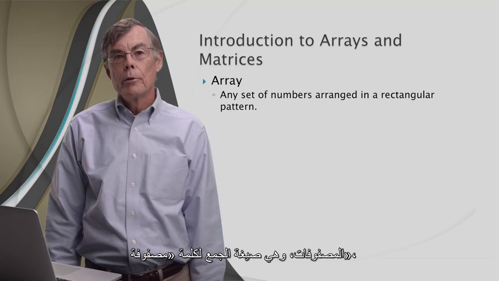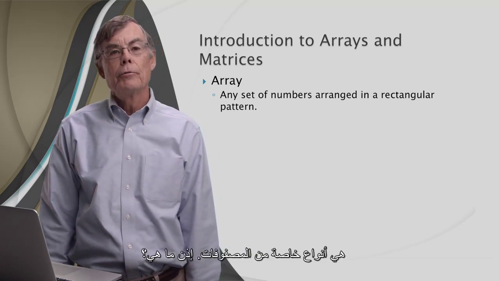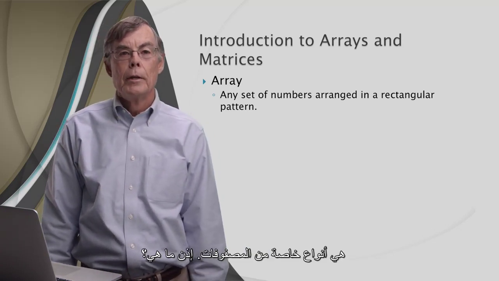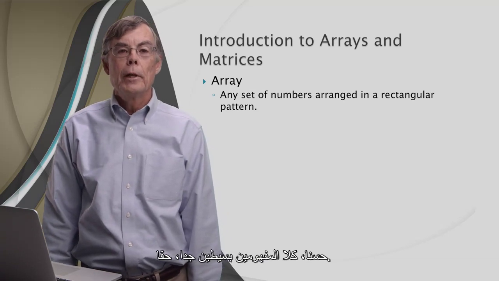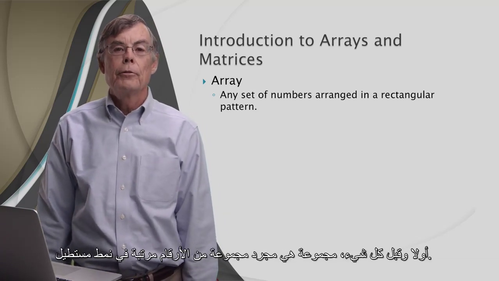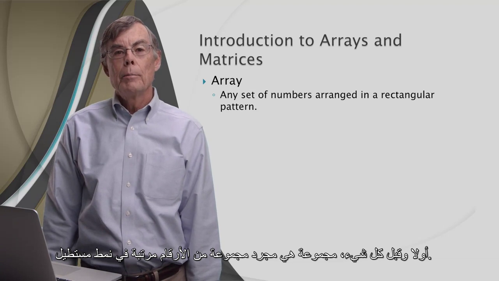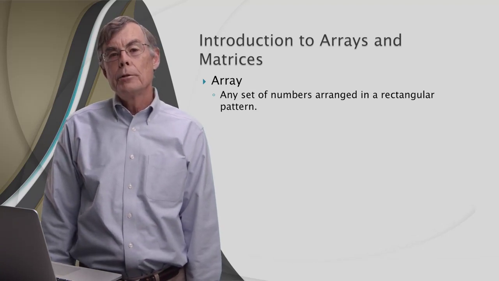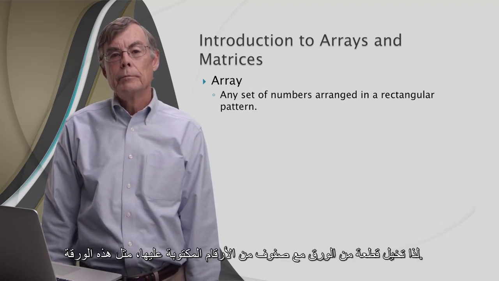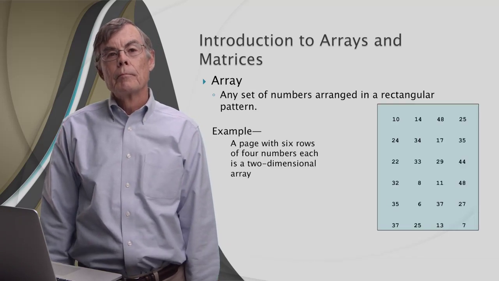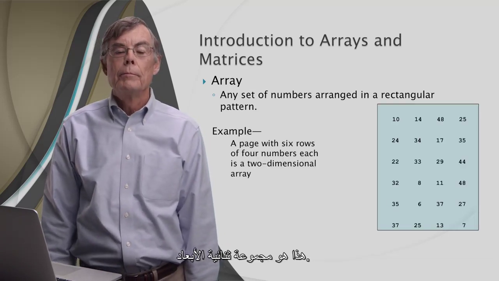Matrices, which is the plural of the word matrix, are special kinds of arrays. So what are they? Well, both concepts are pretty simple, really. First of all, an array is just a set of numbers arranged in a rectangular pattern. So imagine a piece of paper with rows of numbers written on it, like this one. This is a two-dimensional array.